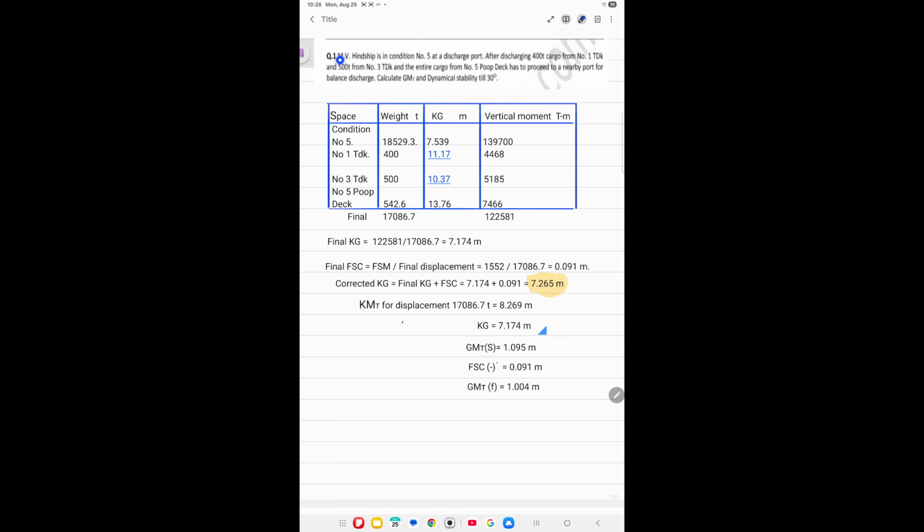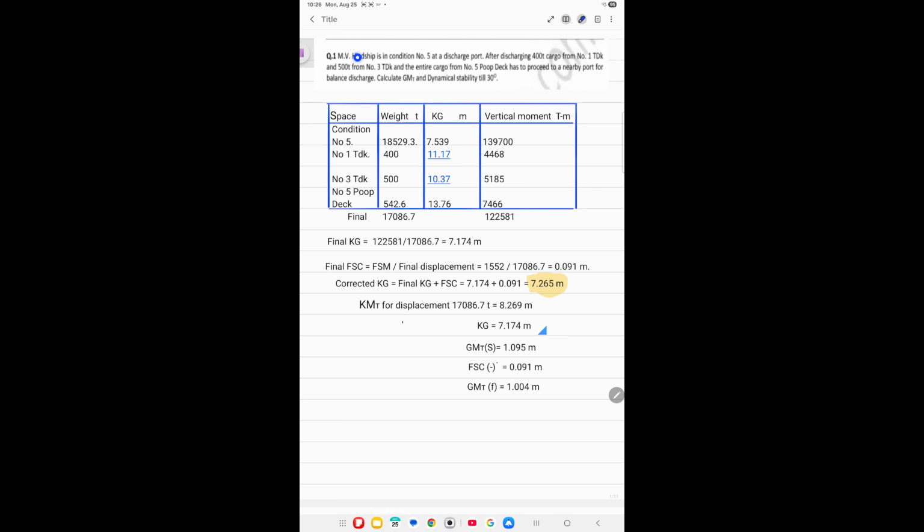Let's see the question. MV Hindship is in condition number 5 at a discharge port. After discharging 400 tons cargo from number 1 twin deck, 500 from number 3 twin deck, and the entire cargo from number 5 poop deck, she has to proceed to a nearby port for balanced discharge. Calculate transfer GM and dynamical stability till 30 degrees.